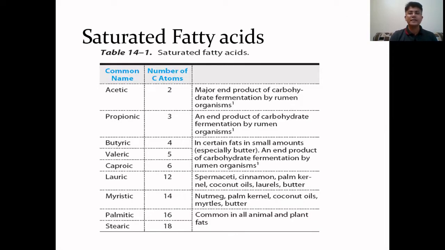Saturated fatty acids. So here, saturated fatty acids can be either short chain saturated fatty acids or long chain saturated fatty acids. These are the short chain fatty acids that are shown. The number of carbon atoms present in acetic acid is 2, propionic acid has 3, and so on. These are the long chain saturated fatty acids, which are lauric acid having 12 carbons, myristic acid having 14 carbons, palmitic acid having 16 carbons, and stearic acid having 18 carbons. Palmitic acid and stearic acid are commonly found in animal and plant fats. Lauric acid is generally found in coconut oils. Myristic acid is ample in coconut oils as well as in butter, nutmeg, and so on.